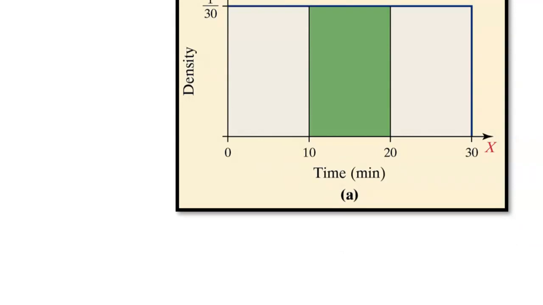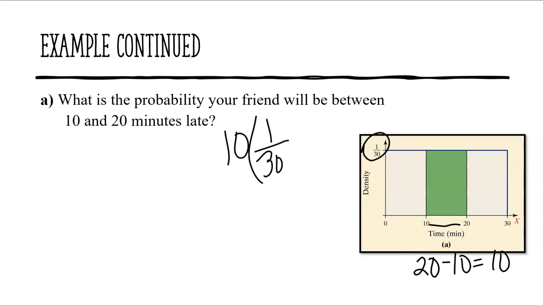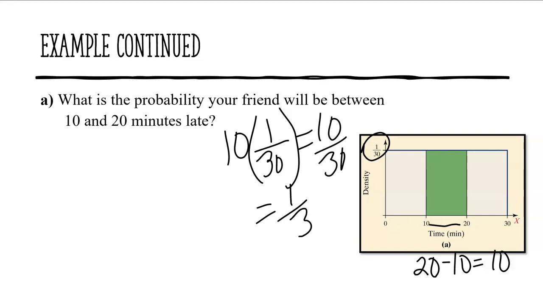Hold on, it's zoomed in. Okay, I need to know this distance here, which is 20 minus 10, which is 10. And I would do it times the probability. So it will be 10 times 1 over 30, which equals 10 over 30, which reduces to 1/3, which as a decimal is approximately 0.333 repeating. So the probability that your friend will be 10 to 20 minutes late is 0.333 repeating, or about a 33.3% chance.